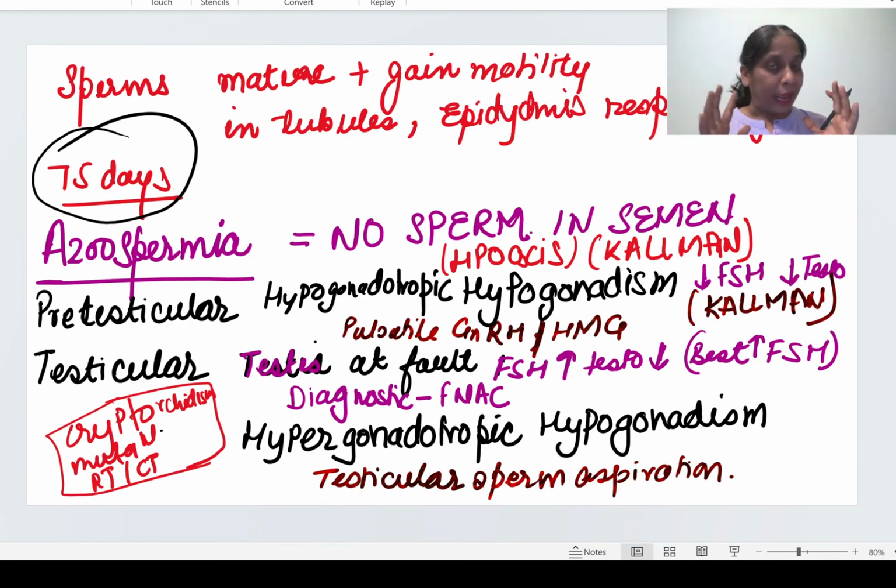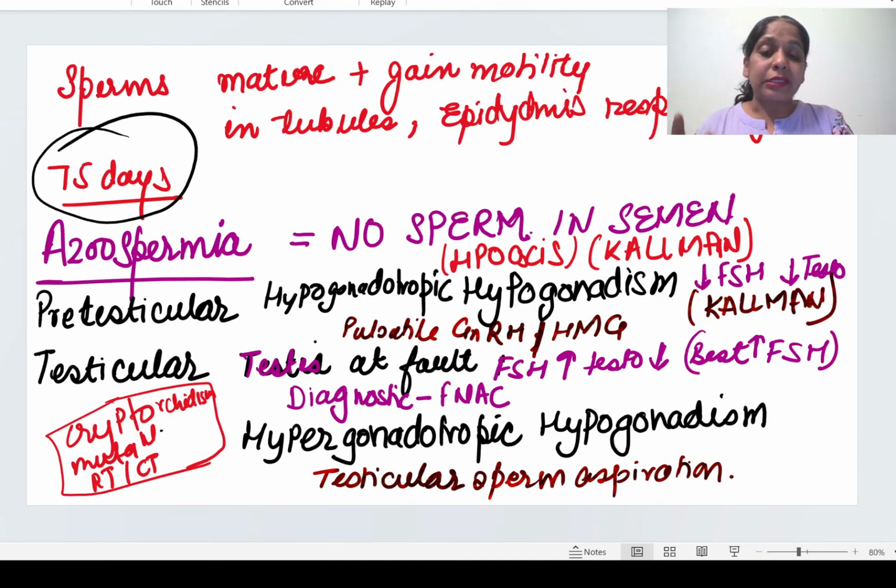As in females we have the HPO axis, similarly in males we have the hypothalamus, pituitary, testicular axis. Above the testicle, what are there? The hypothalamus and pituitary. If the defect is in the hypothalamus and pituitary, then no gonadotropin releasing hormone will be there, no gonadotropins will be there. In such pre-testicular azoospermia, there is a decrease in FSH and a decrease in testosterone both. As there is no FSH and no gonadotropin releasing hormone, the testes will not work, so testosterone will not be formed. It is but obvious. So it is known as hypogonadotropic hypogonadism. Gonadotropic means FSH and LH. They are low because the defect is above the testes.